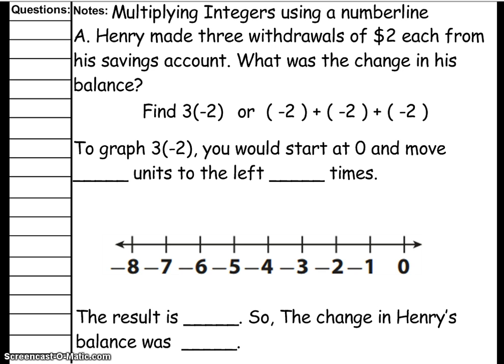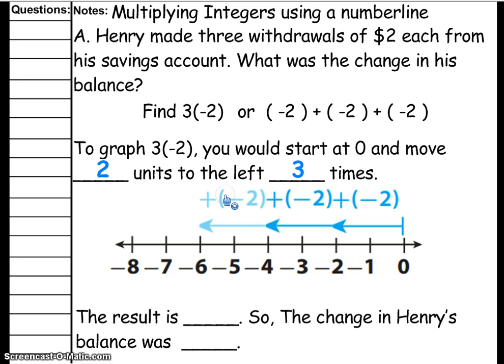To graph 3 times negative 2, you should start at 0 and move 2 units to the left 3 times. So it'll look like this on a number line. Here we start at 0, we move 2 units to the left for negative 2, then we add another negative 2, then we add another negative 2. And where we land, the result will be negative 6. So to answer the word problem, the change in Henry's balance was negative $6.